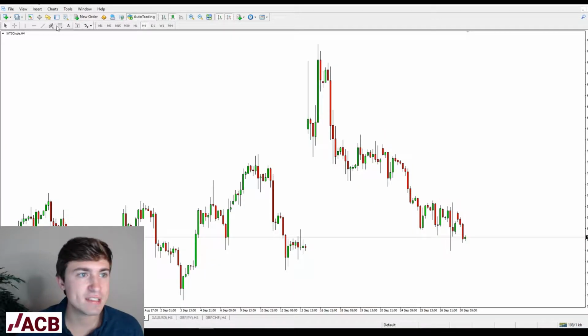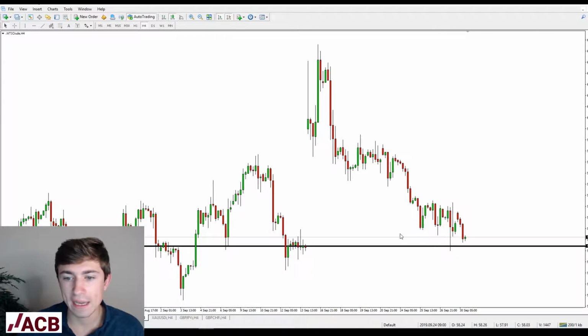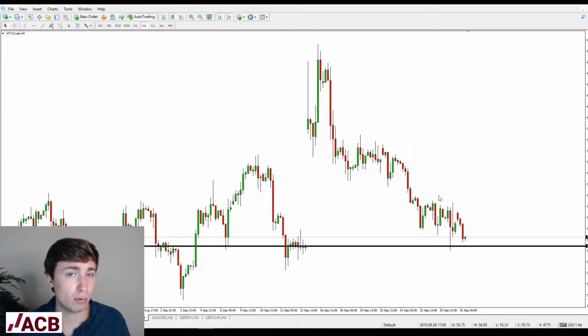WTI Crude is going to look pretty similar, guys. You can see that we did get a pullback and we did close all the gap. We closed the entire gap that formed here on WTI Crude. Price pulled back and now may hold as a support level in this area.